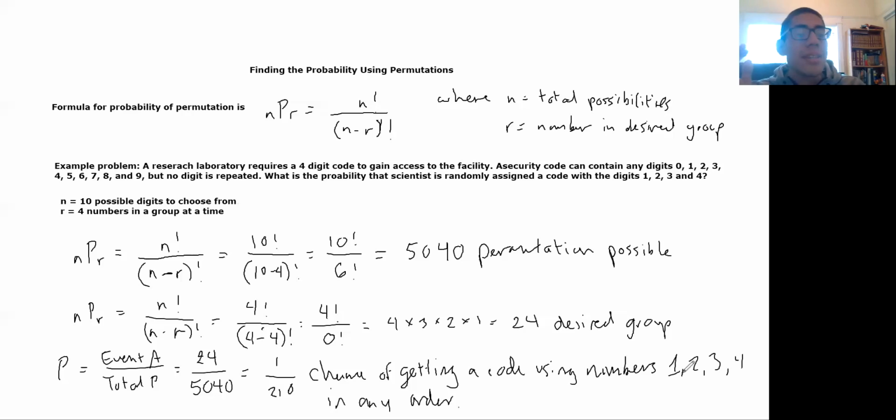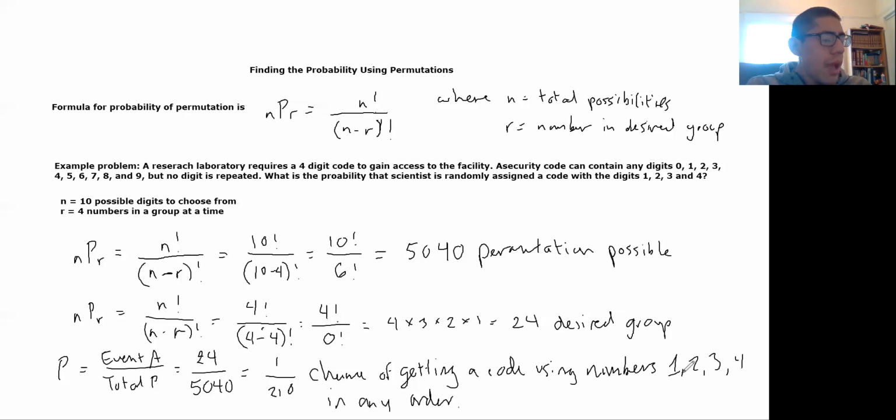Now this factorial outside of it is key. If we're trying to just find the total permutations possible, all the possibilities, we're going to start with 10 factorial divided by n minus r. Since n is 10 and r is 4, we're going to take 10 minus 4 inside the parentheses, and we're going to leave the factorial on the outside. The factorial on the outside only matters for whatever we get after we subtract. So when we subtract 10 minus 4, we get 6. So we have 10 factorial divided by 6 factorial.